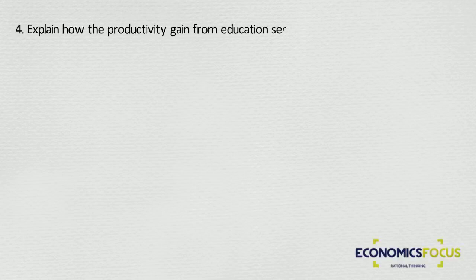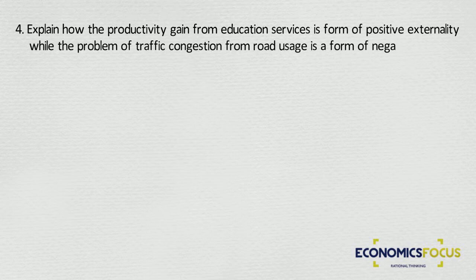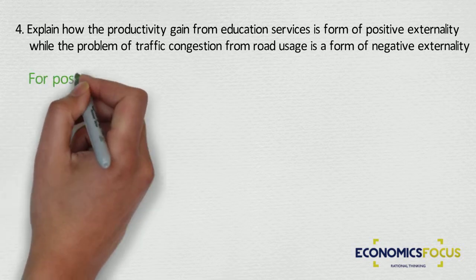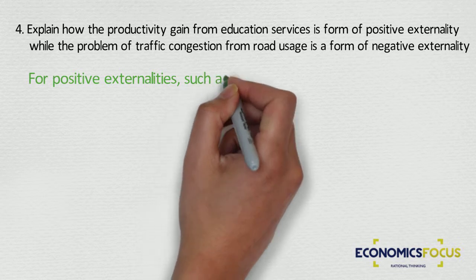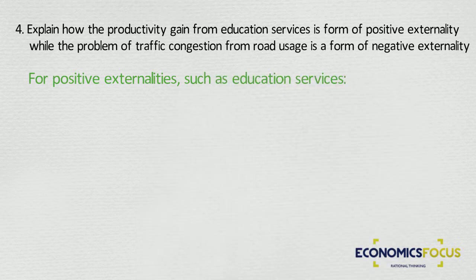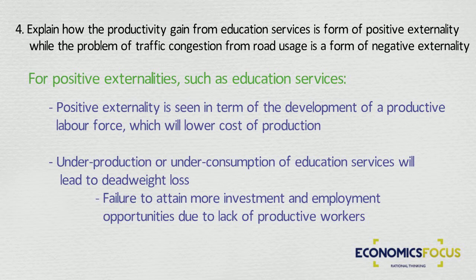Moving on, we will then explain in a similar fashion how the example of productivity gain from education service is a form of positive externality, while the problem of traffic congestion from road usage is a form of negative externality. For education services, this positive externality is seen in terms of the development of a productive labor force, which will actually reduce the cost of production. Now, this underproduction and hence the underconsumption of education services will lead to a deadweight loss. What is this deadweight loss about? This can be explained through the failure to attain more investment and employment opportunities due to the lack of productive workers.